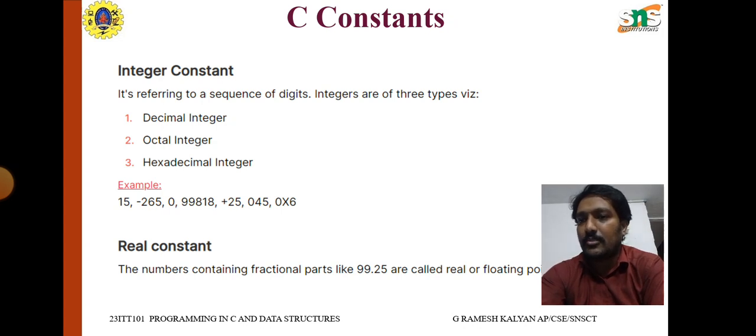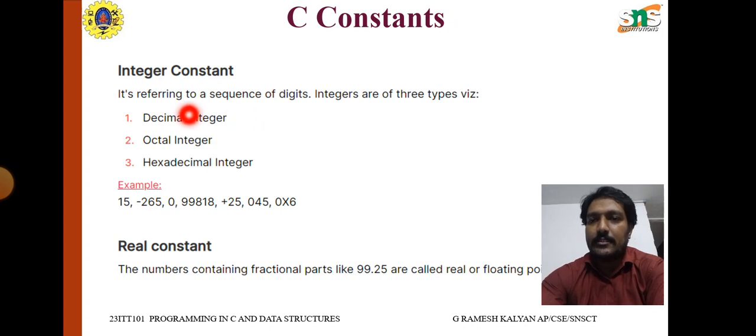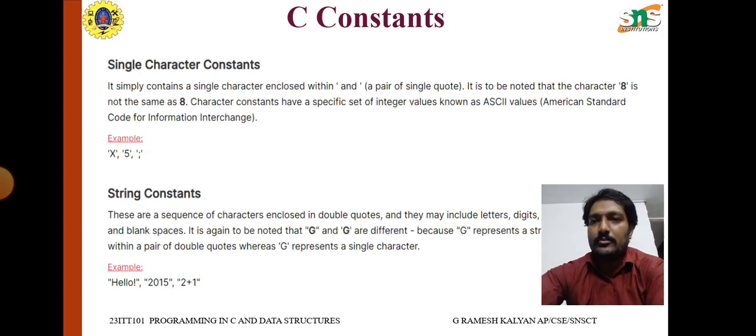The next one is a real constant. Numbers containing fractional parts like 99.25 are called real or floating point constants. So a real constant is similar to a float or double constant, which has decimal point values.